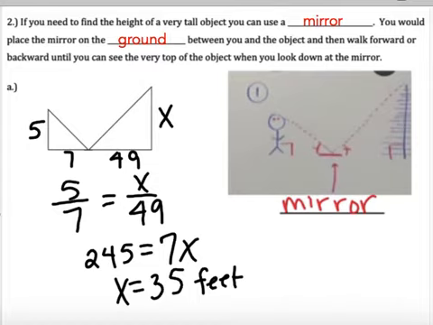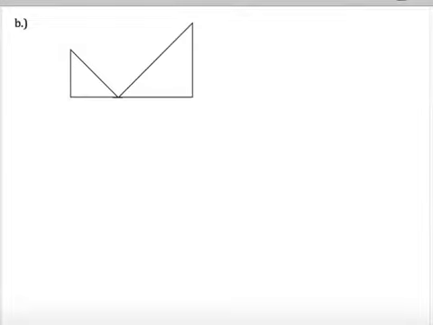Let's try one more example like that. So this time, we're going to measure in centimeters. This person is 175 centimeters tall. They ended up 200 centimeters from the mirror. The mirror was 600 centimeters from the unknown tree height.